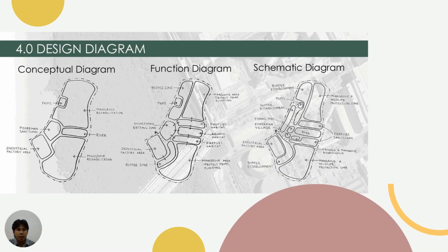Design diagram. First is the conceptual diagram. This is my drawing idea for locating each of the zones. Next is the functional diagram. This is where each of the zones has a specific function. And the third one is the schematic diagram. This is more detail of the functional diagram and all the areas of the map.